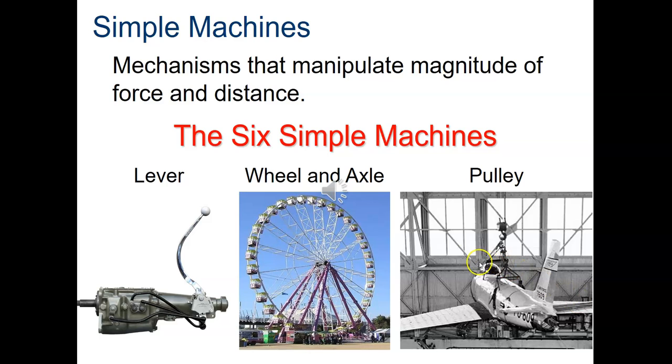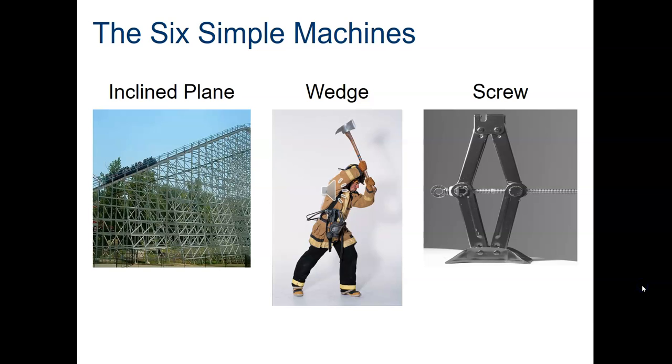You can see from the picture in the center that wheel and axle are considered one simple machine. Three more simple machines are the inclined plane, like the roller coaster you see there going up, a wedge, like that axe, or a screw, which you see here on that lift for your car.